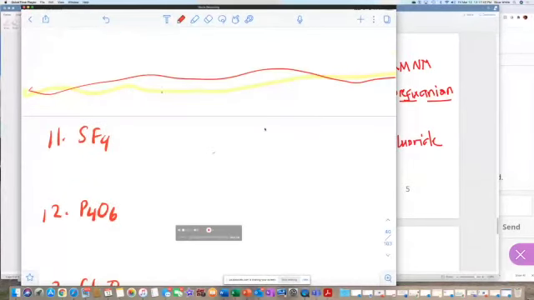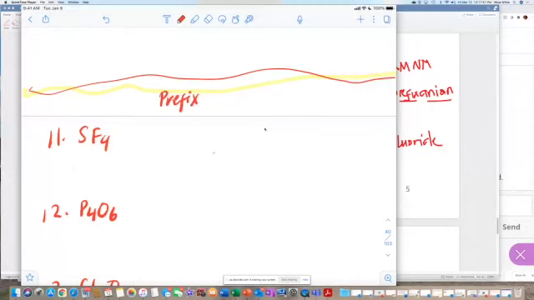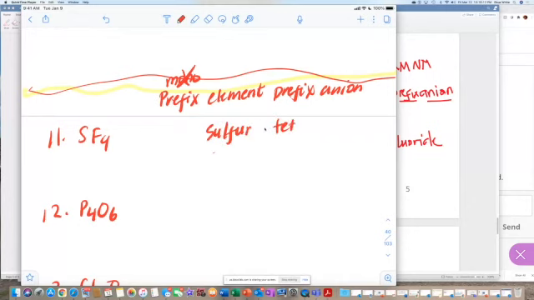So once again, format: prefix, element. So remember, with the prefix, we don't include mono. Element, then prefix, and ion. Yeah, so much better than writing with my mouse. Okay. I just said this is going to be sulfur. Oh, no, there's no E. Sulfur tetrafluoride for my first one, right?